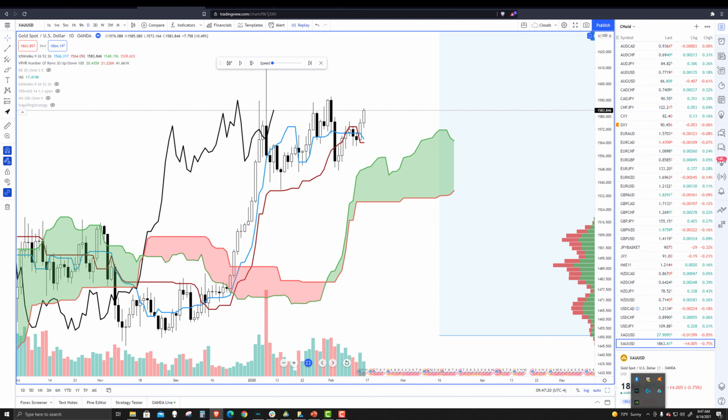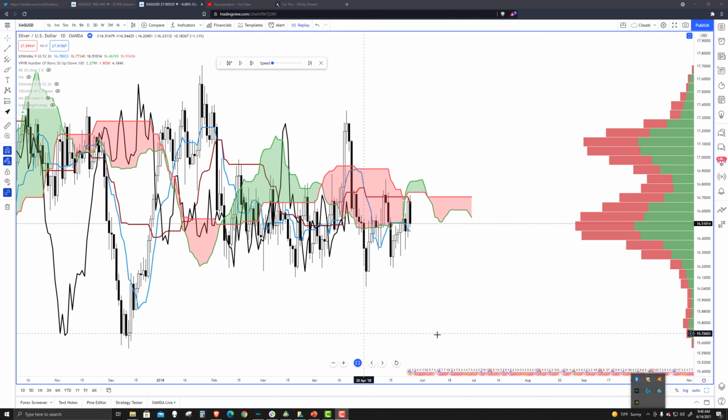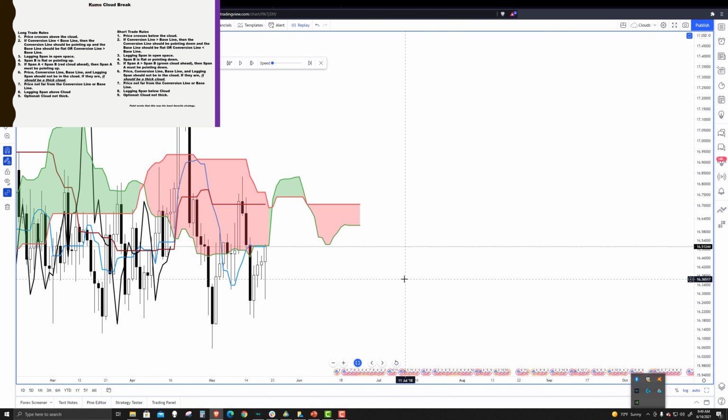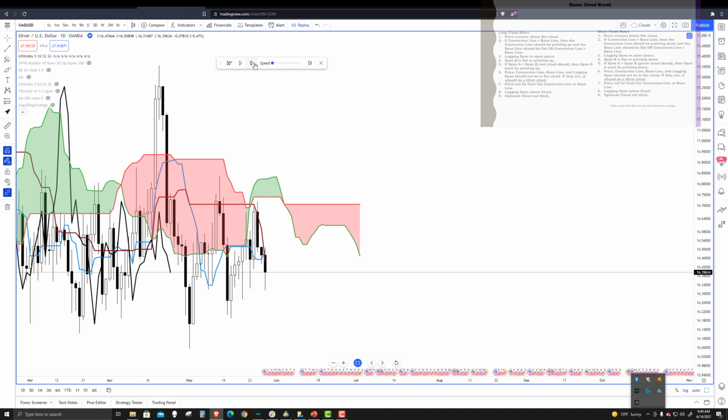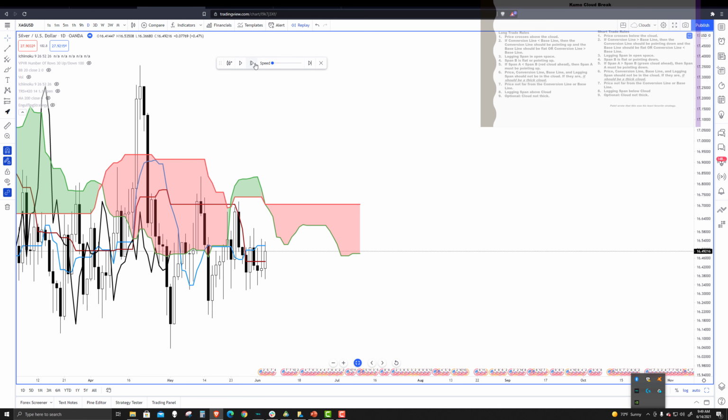So let's look at an example of a bearish cloud break. So looking at the short side of the trade using the Kumo cloud break. So we want price below the cloud, conversion line below the baseline, lagging span in open space, just the inverse of what we looked at. So let's take a peek at what we've got going on here. And the market's moving.